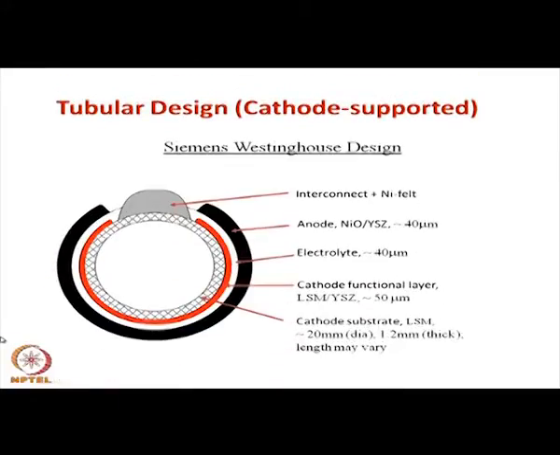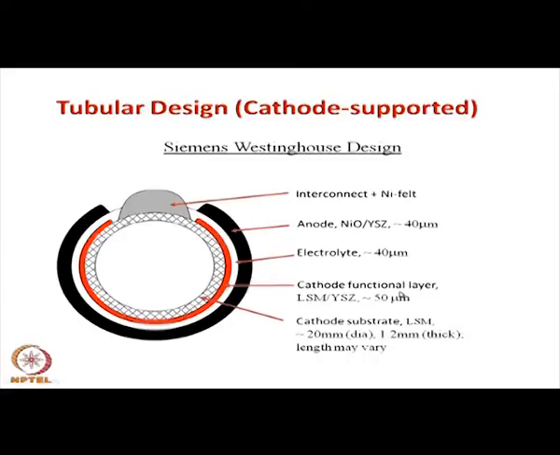Well, this is the expanded view of the supported structure, the tubular structure. This is the cross section of the tube, which we have already discussed, right. This is the anode, the white one here is the cathode, and then there is an additional layer, what they call the cathode functional layer.